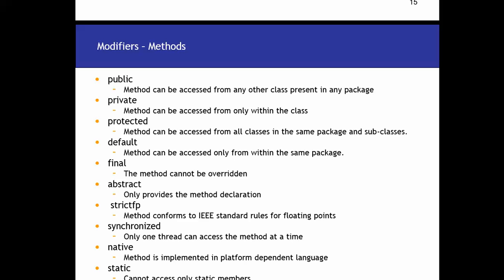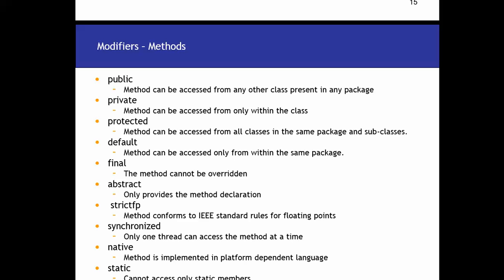And next is synchronized. This is also a threading concept. Only one thread can access the method at a time. There will be multiple threads, and you will have many threads. When you write synchronized, only one thread can access the method at a time. So multiple threads can't access a method at the same time. So synchronization is level by level access, to say it in simple terms.